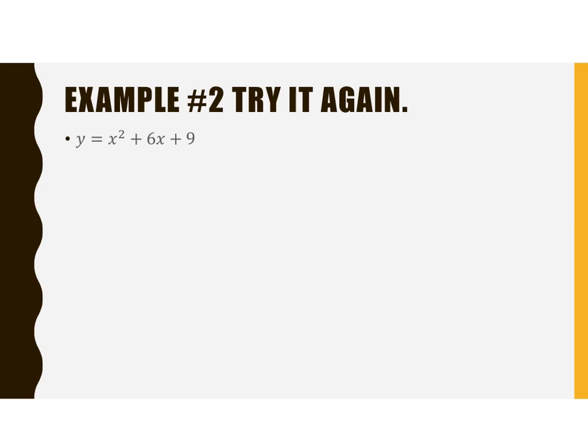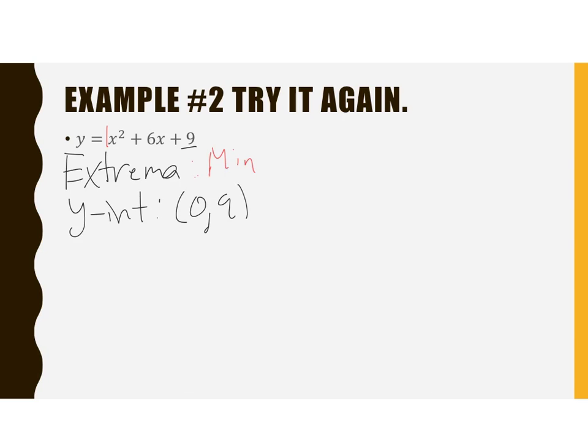Example 2, we're going to try it again. Pause the video and do any parts you think you can do on your own. I like to start with the easy stuff. So extrema. Now the value of a is hidden because it's an invisible 1. But it's a positive 1, so think of the opposite. It's going to give me a minimum. Y-intercept, just look for the value of c. So 0, 9.